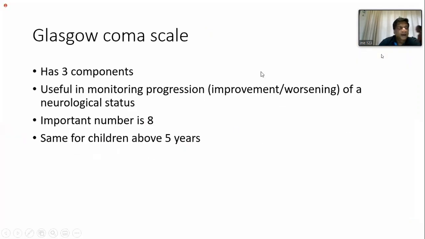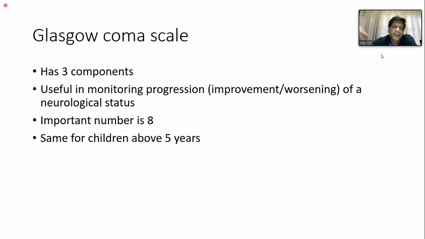So, what is the importance of the Glasgow Coma scale? One thing is you can monitor a patient and check whether he's improving or deteriorating. If the patient had a Glasgow Coma scale of 13 on admission, and 2 hours later you find it is 10, that means the scale has decreased. That means he has deteriorated.